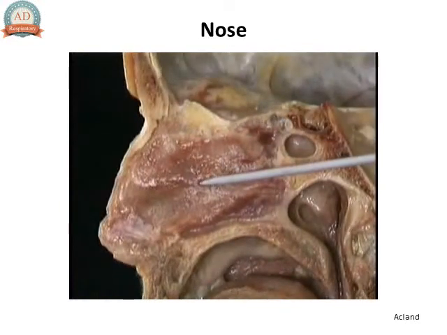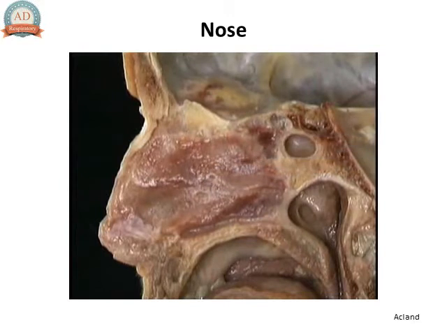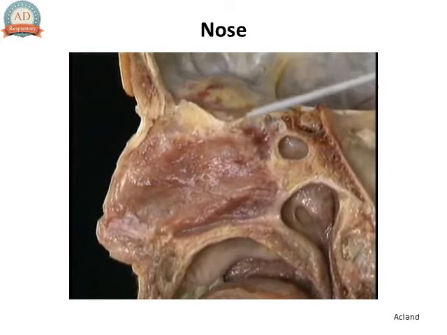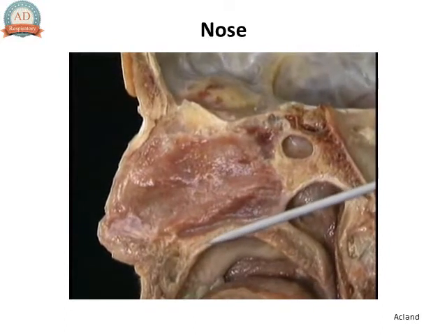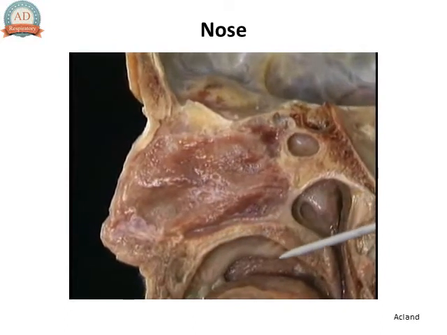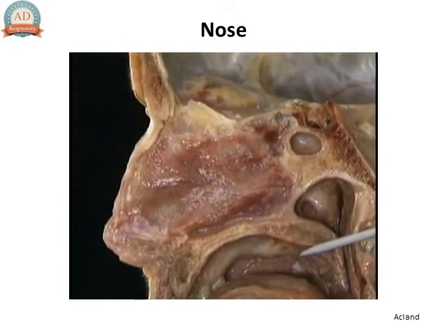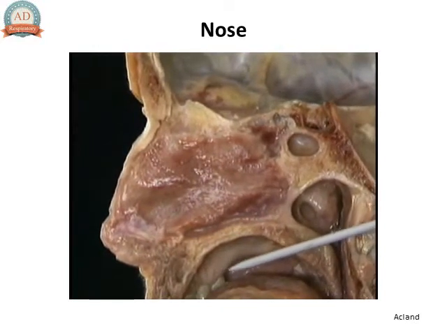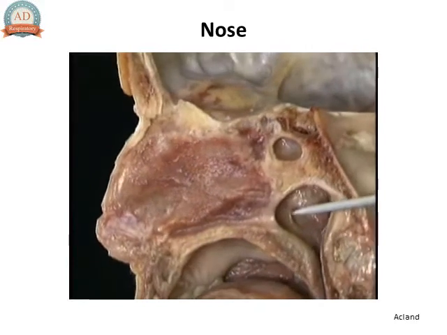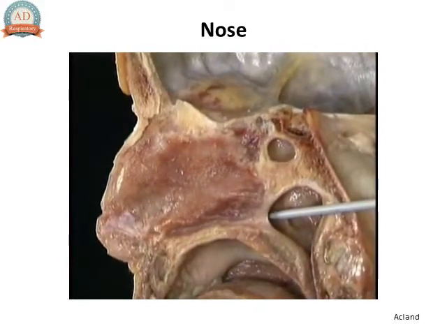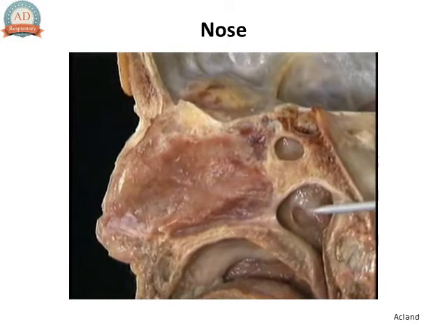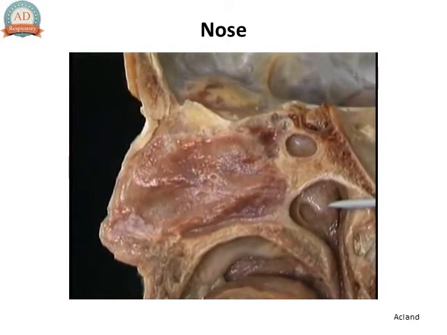Here's the nasal septum. Before we look at it, let's get oriented. Here's the anterior cranial fossa. Here's the bony palate, or hard palate, with the soft palate extending behind it. Here's the oral cavity. Here's the opening of the right nasal cavity. Behind it is the nasopharynx, which we'll look at in a minute.